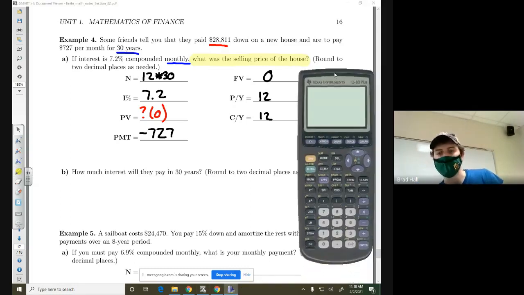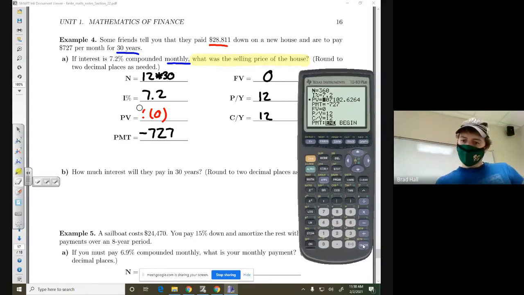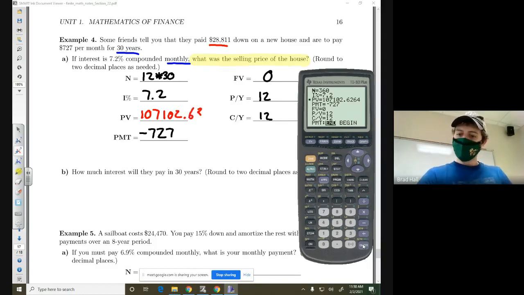That's where down payments make things a little bit difficult because they can throw numbers around that may not be relevant at first. So let's go to apps, enter. 12 times 30, that's just 360. 7.2, placeholder for PV, negative 727 for PMT, FV is 0, and then a bunch of 12s. Plugging in everything like that, we get that PV comes out to be $107,102.63.